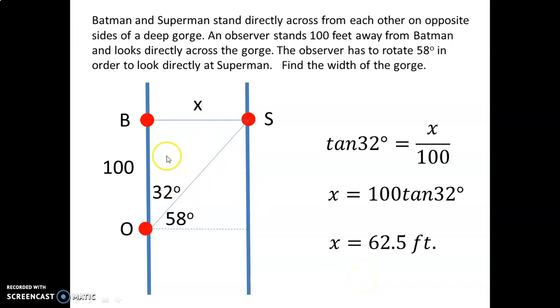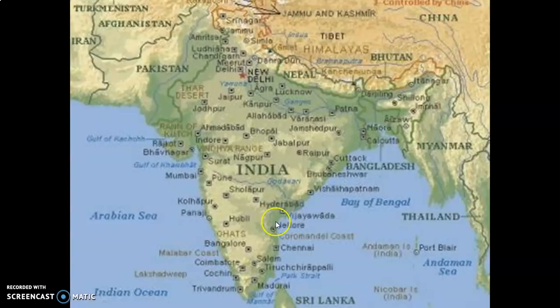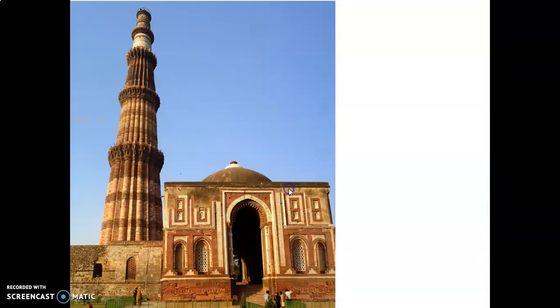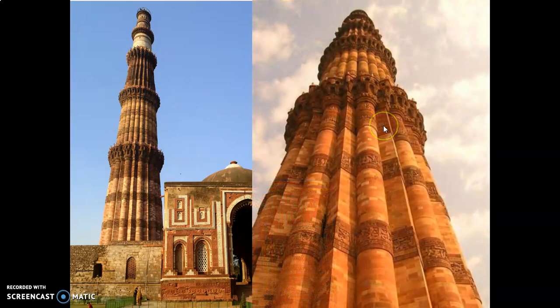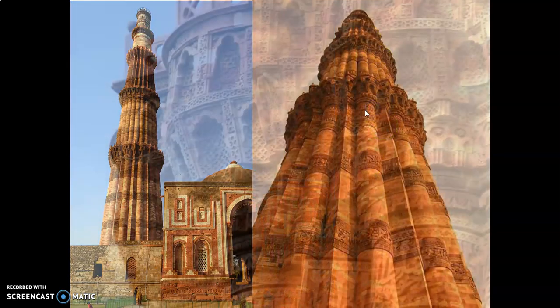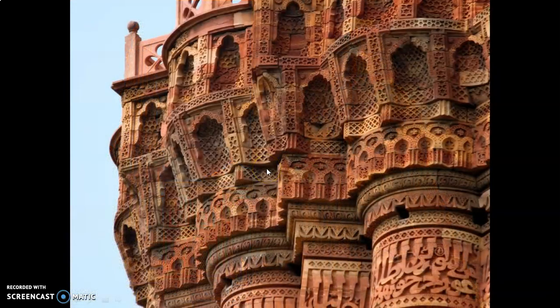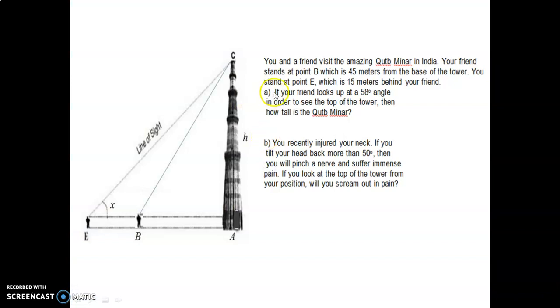Alright, simple triangle problem. Maybe reading words and making a diagram is tricky, but we'll do more of that coming up. Next problem, we're going to India. In India, there's this amazing tower called the Qutb Minar near New Delhi. Beautiful, amazing, exquisite work on this tower. Look at that, amazing.